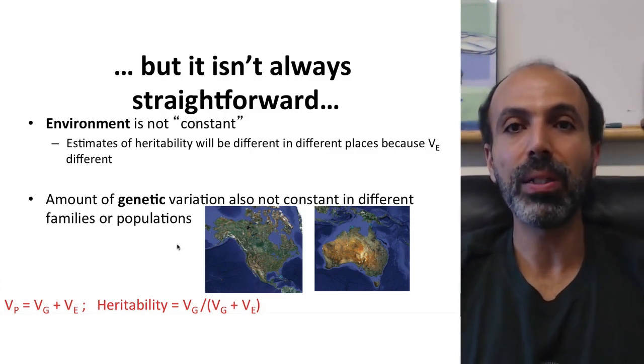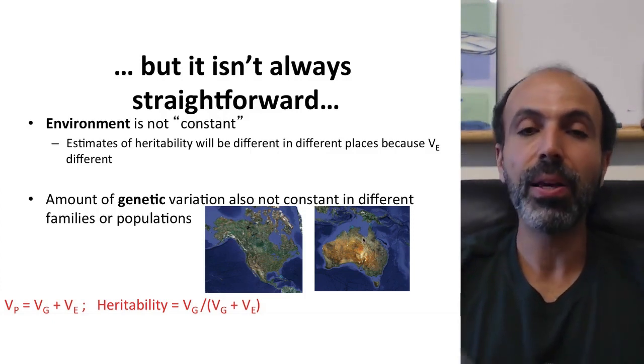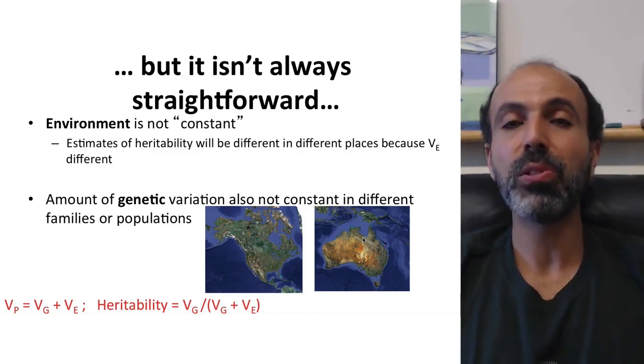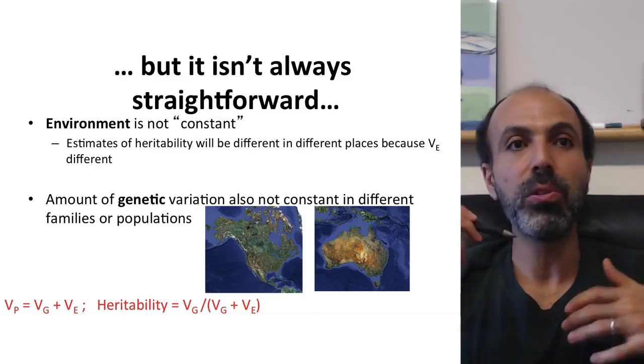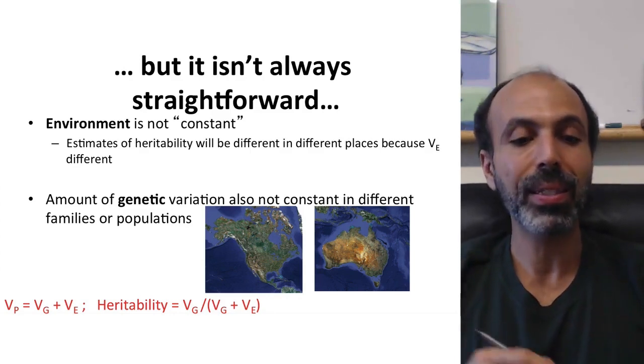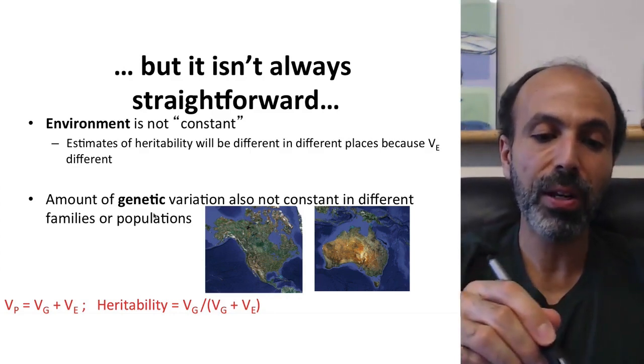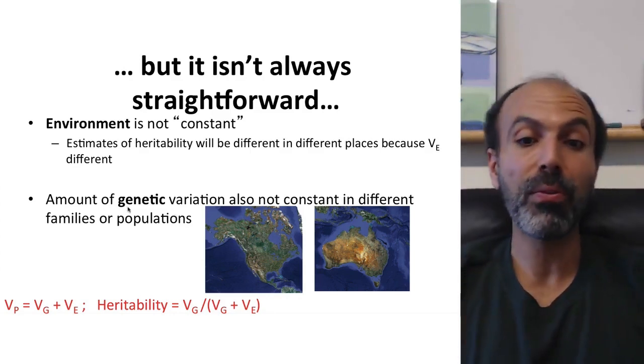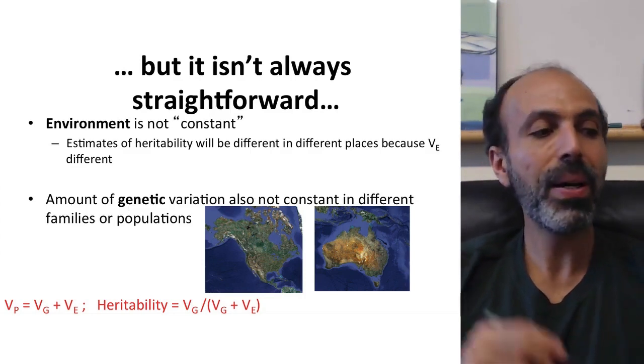So let's say, for example, that you study in Australia the heritability of human height. That result may not apply if you went to India or if you went to Japan, things like that. Because the amount of genetic variation is going to be different. The amount of environmental variation may also be different. But despite all this, it's not perfect, but it's a starting point. And it's still useful under particular circumstances.